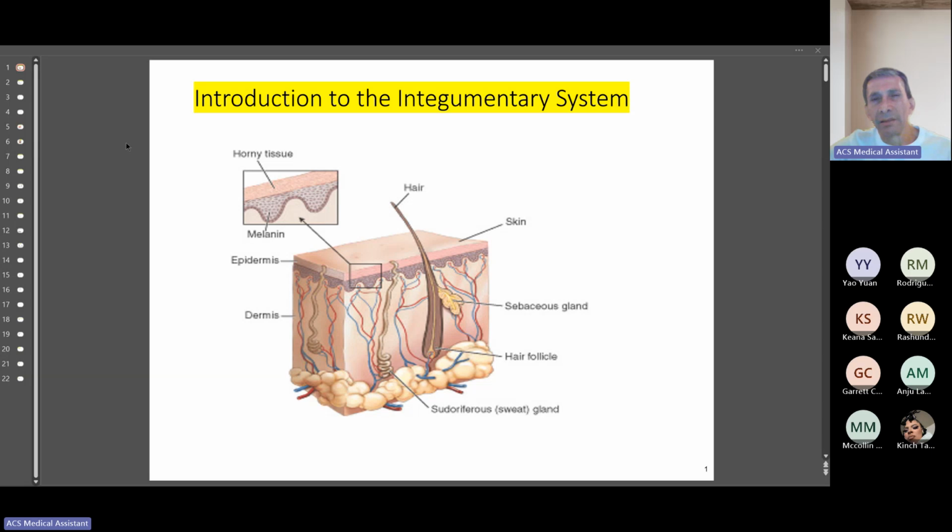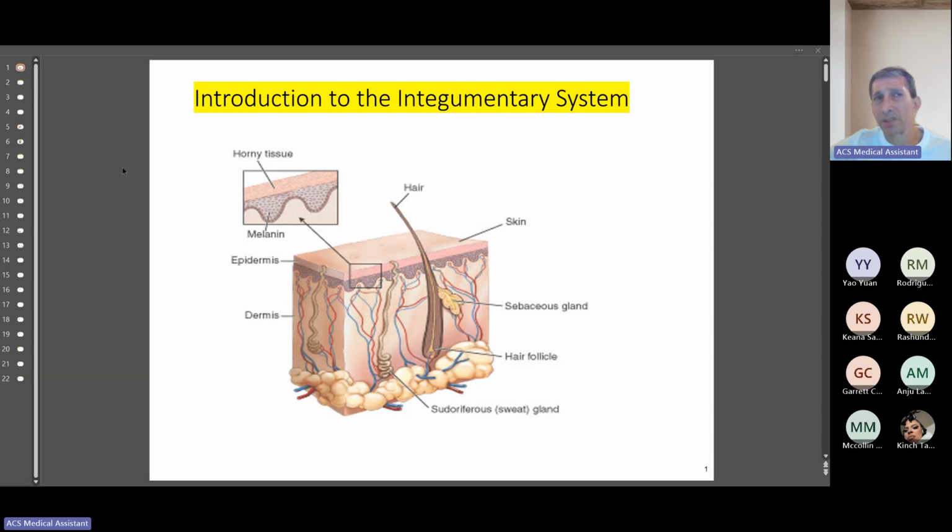So once again, this is mostly the skin. We're going to talk about medical terms related to the skin, to the hair, to the nails, to these glands that produce sweat and these glands that produce oil or the fat that we have, like this greasy sensation outside of our skin. So that's basically what we're going to talk about.